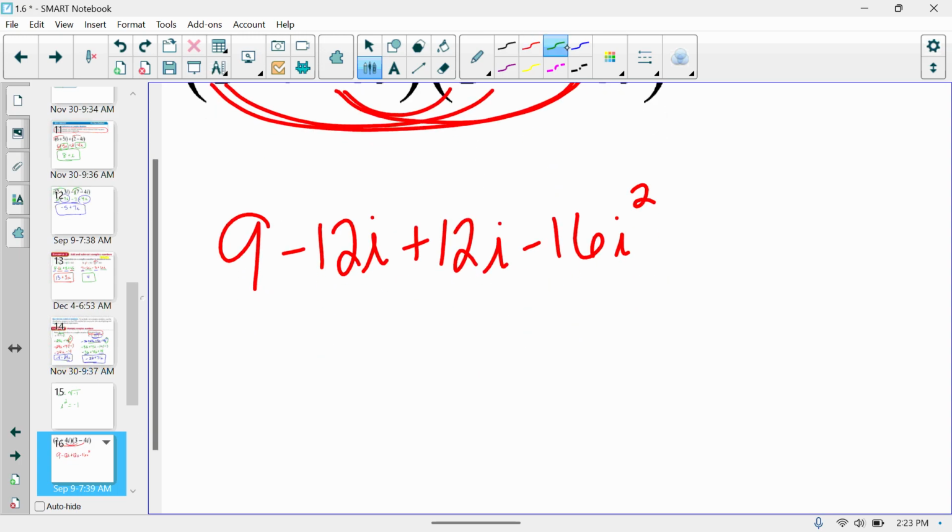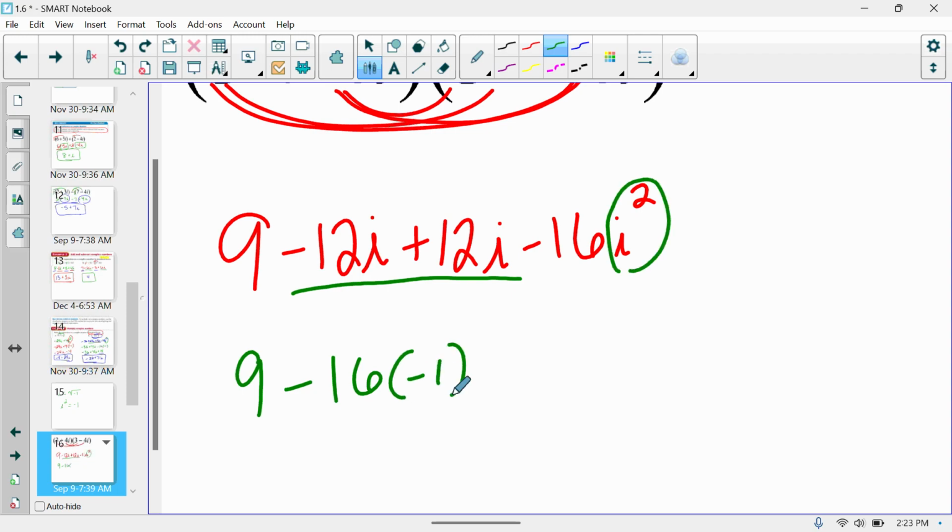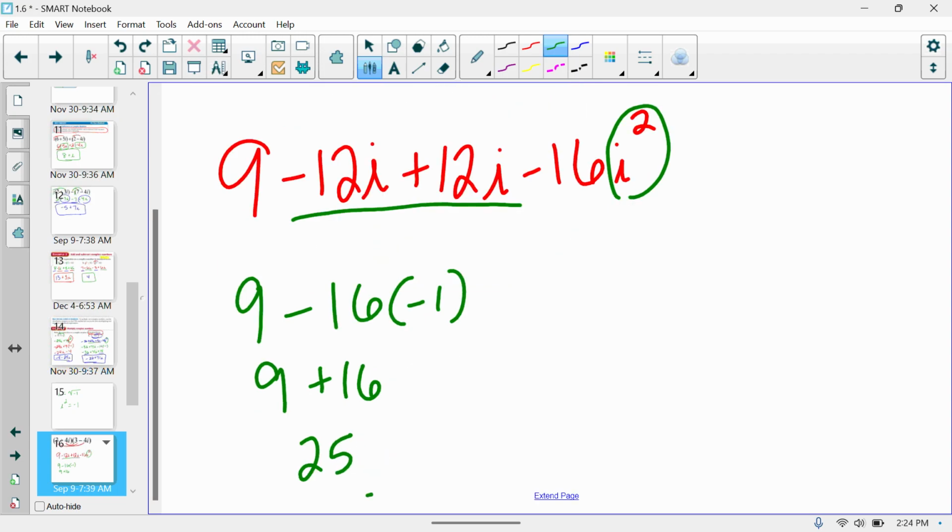So next step, we're going to have 9. -12i plus 12i is 0. The imaginary parts are going to cancel, and we can change i squared always to -1. -16 times -1 is positive 16. The answer ends up just being a real number, 25.